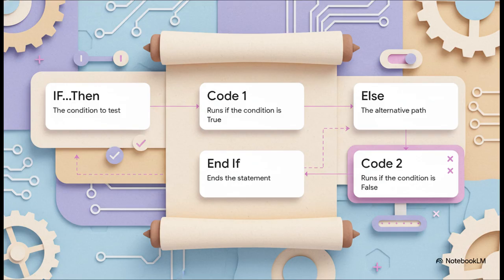The if-then part works just like before. That code runs if the condition is true. But now we can add an else block, and this second chunk of code will only run if the condition is false. It's the crucial second path our program was missing.